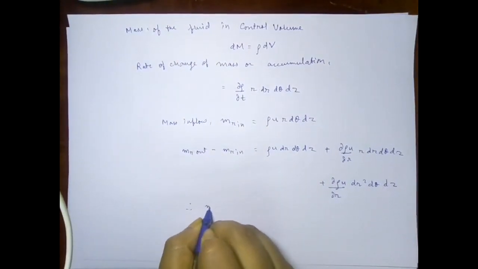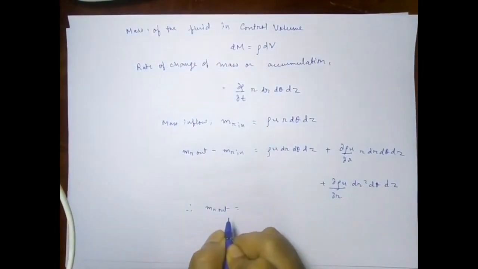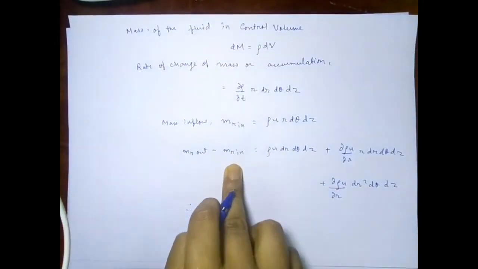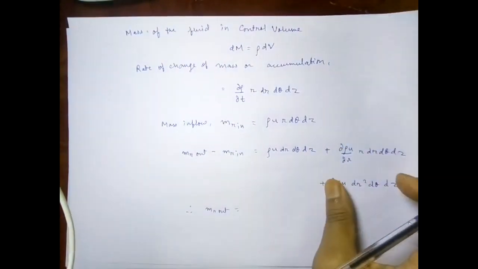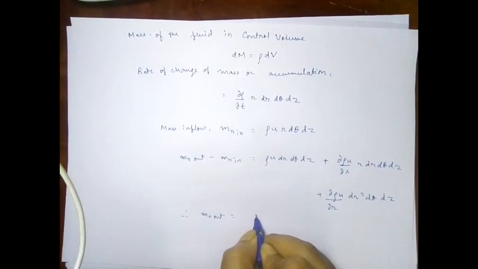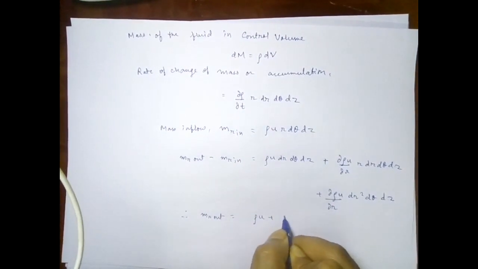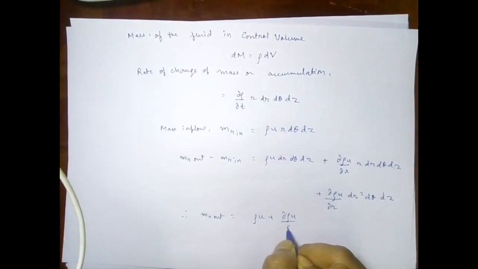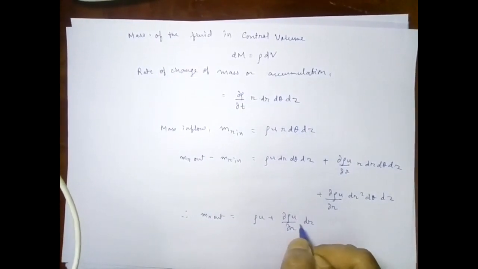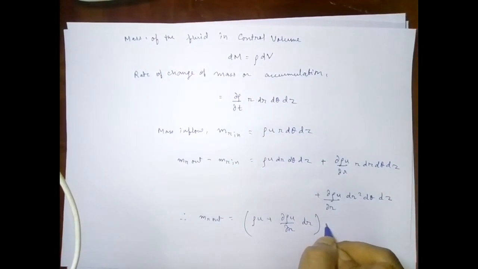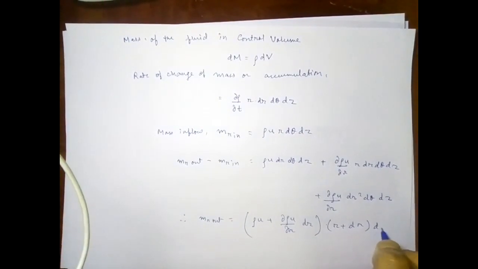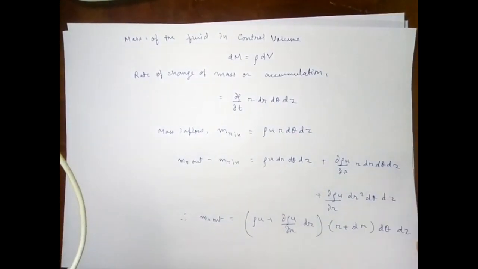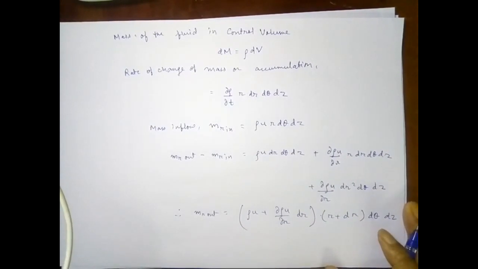the mr out part will be, so now if we put the value of mr in, then these two parts will get cancelled and we will get, and again if we take r plus dr as a common term, we will get rho u plus del rho u upon del r dr times r plus dr d theta dz. Got it? So that is the net flow in the r direction.